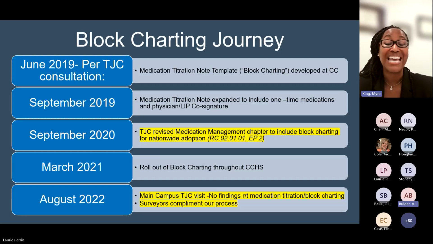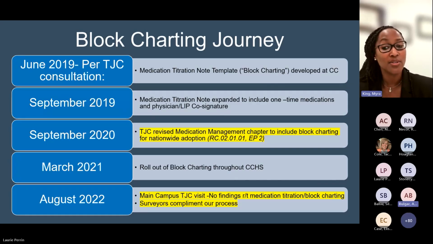And so we expanded our note to include a co-signature feature, which I'll discuss in a couple slides later. That was the missing element that we needed for this note to be successful at our organization. In September 2020, the Joint Commission revised the medication management chapter to include block charting for nationwide adoption. In March 2021, we rolled out that block charting throughout our health system.